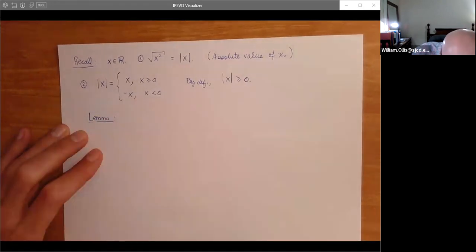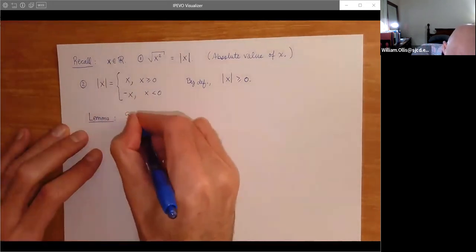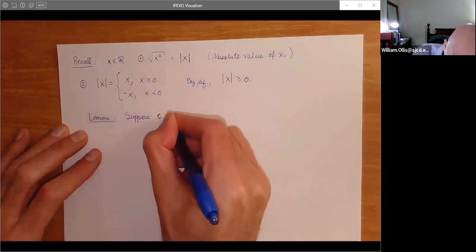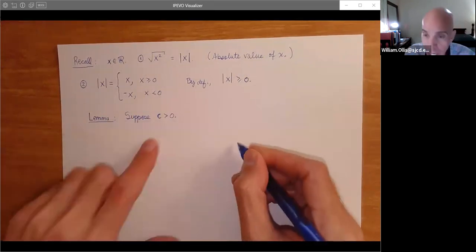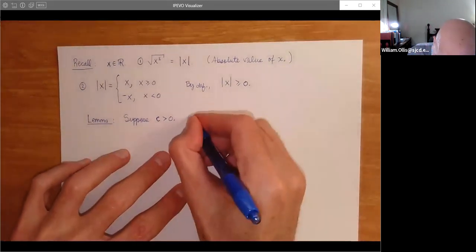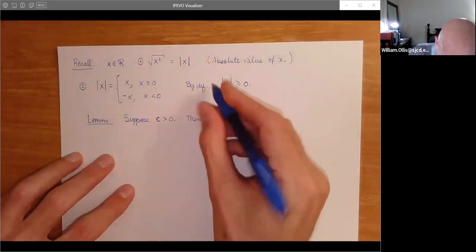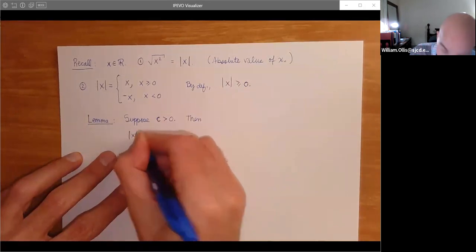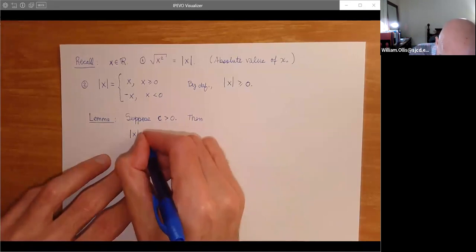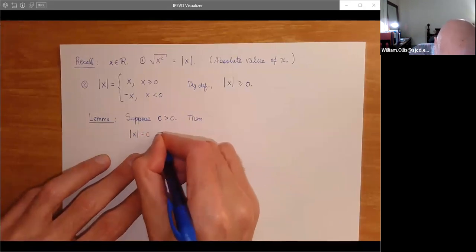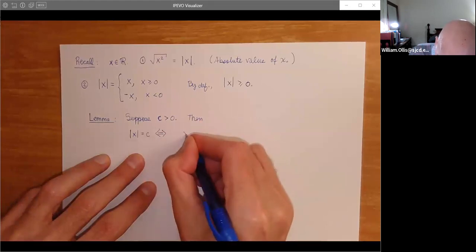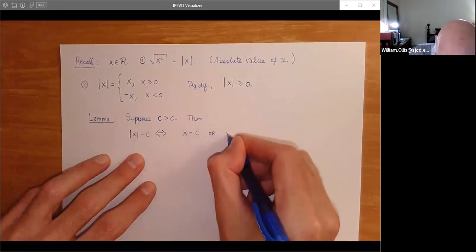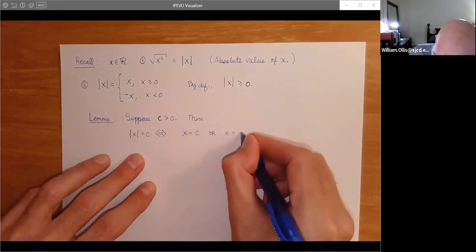So we can say, suppose that C is a positive number. And we'll add to this later with inequalities. So if we have some positive number C, then we would say that the absolute value of x, or some expression in x, like a we used before, equals C, if and only if x equals C, or x equals the additive inverse of C.